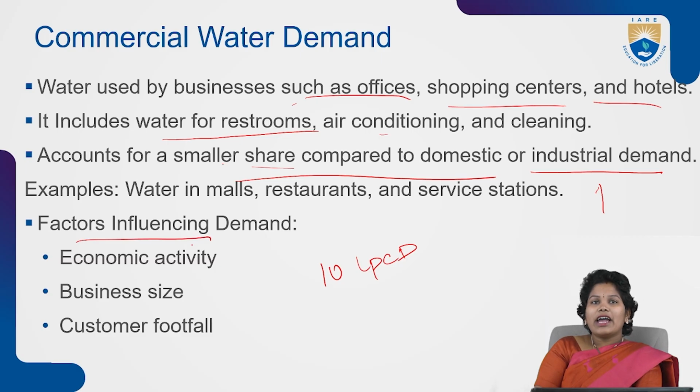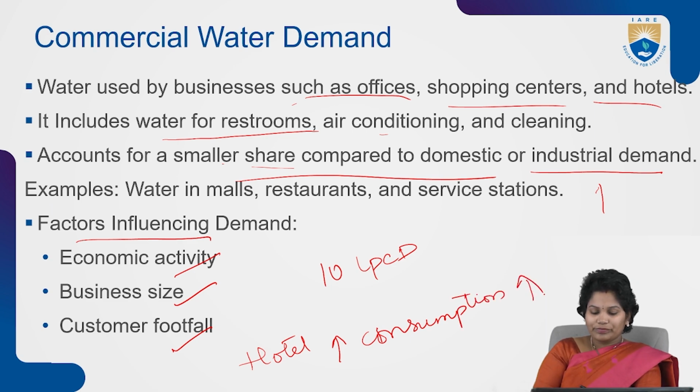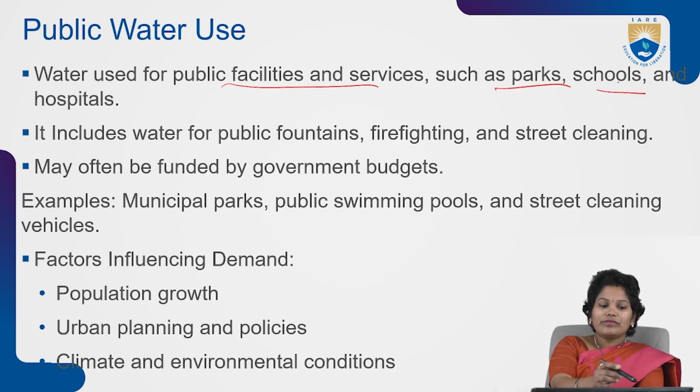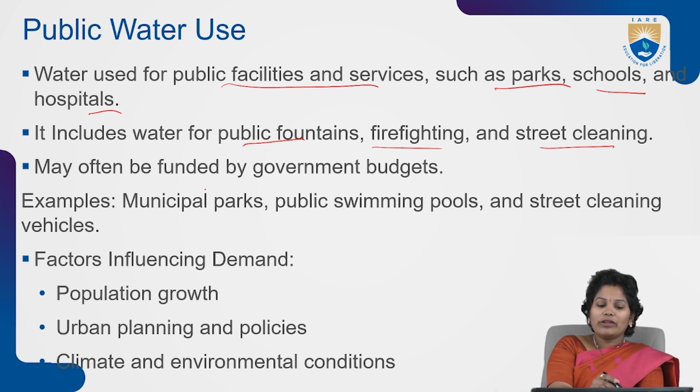The factors affecting it are economic activities, business size and customer footfall. If the hotel population is high, then consumption is also high. Now public water use. This is water for facilities such as parks, schools and hospitals. These are public water demand. These include water for public fountains, firefighting and street cleaning. This may often be funded by the government budget.